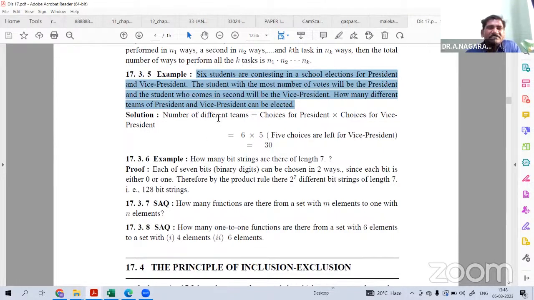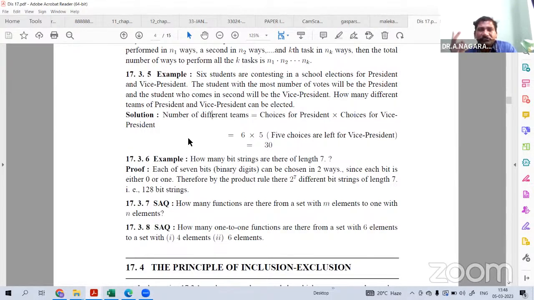Now, I will take this example, 17.3.5. Here, 6 students are contesting in a school election for the president and vice president, 2 positions. The student with the most votes will be the president, and the student who comes second will be the vice president. How many different teams of president and vice president can be elected?